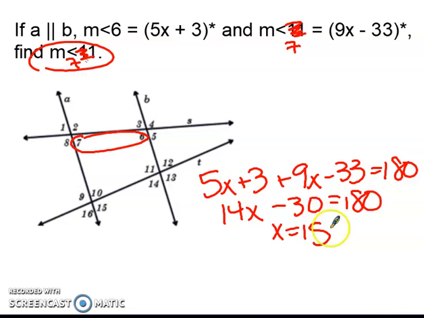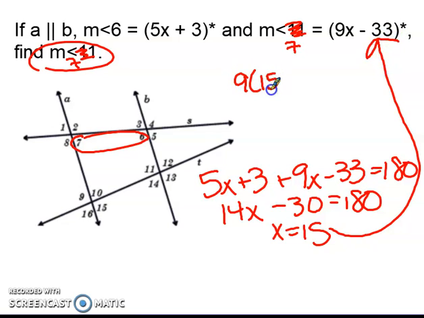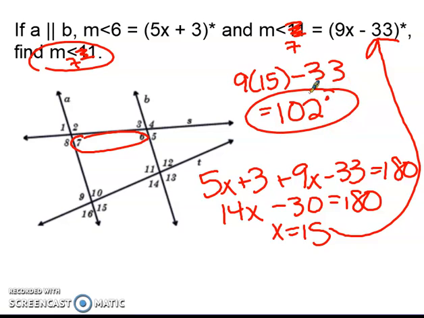So I need to take this 15 and go back up to my original problem. So 9 times 15 minus 33. We are just plugging in what we got. Angle 7 should equal 102 degrees. But make sure you read the problem carefully because it doesn't say solve for X. It says solve for angle 7.